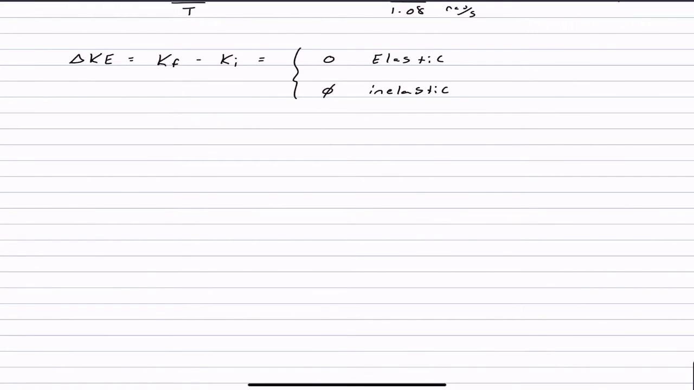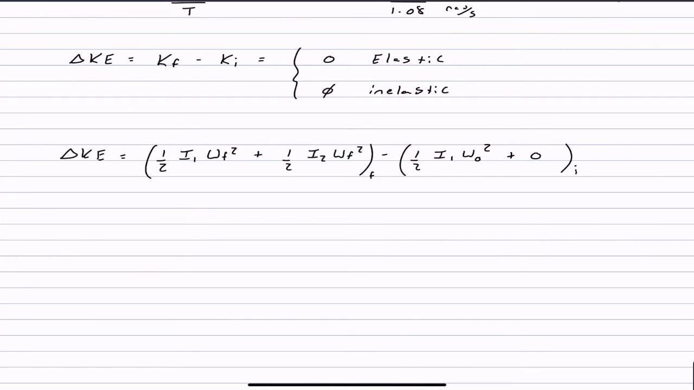So, okay, delta KE, kinetic energy final minus initial. So we have 1/2 times I1 times rotational speed squared plus 1/2 I2 rotational speed squared of the final speed, right? Minus, this is final, and this is going to be initial, 1/2 of the moment of inertia times rotational speed squared initial plus 0. There was nothing for the child initially. And what does this equal?